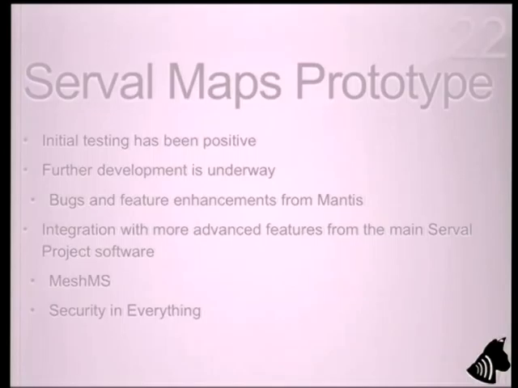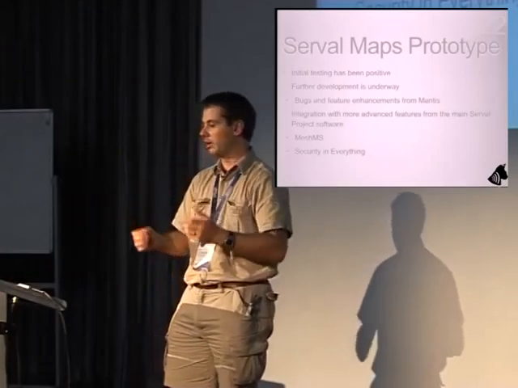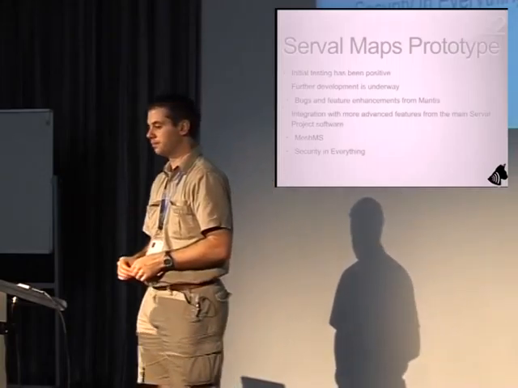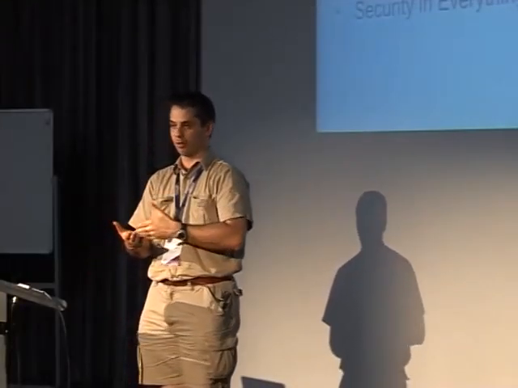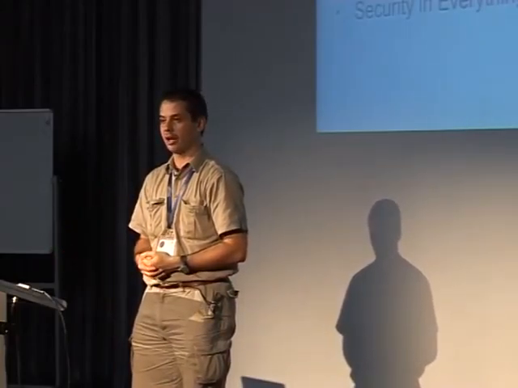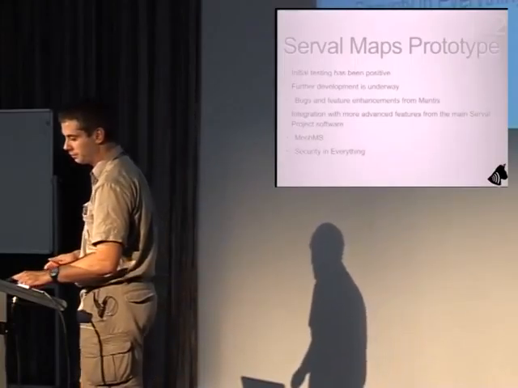So in terms of all of these things together in the prototype, the initial testing that we've had has been positive, and we would look forward to hearing the feedback from those of you here if you have a chance to participate in the scavenger hunt as well. And we are continuing development with it, even literally today, to add in some of these more advanced features and take advantage of what else is happening in the Serval project. Some of those main things are our new MeshMS, the mesh short messaging service that we have in the newer builds of the Serval software. And as we're beginning to put security in everything, we'll revamp the message format so that we can have the secured messages and that trust and authenticity built in.